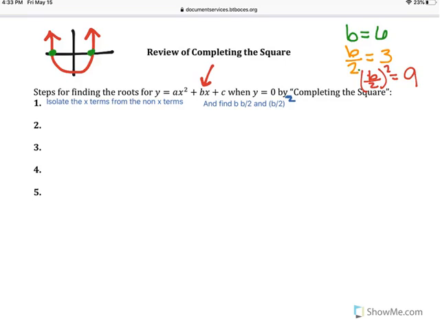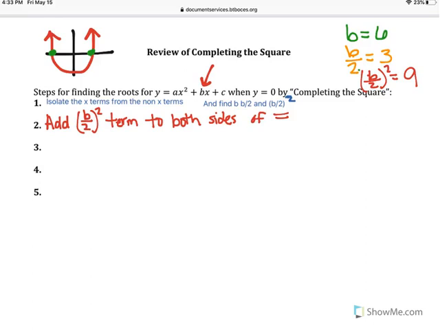Now for step 2 we are going to add the b over 2 squared term to both sides of the equation. So I can handwrite this. We are going to add the b over 2 squared term to both sides of the equation.